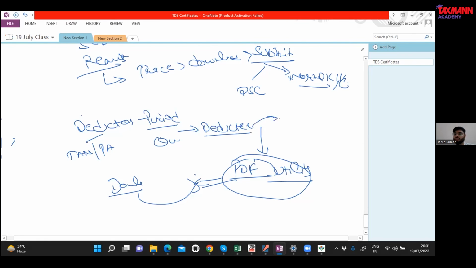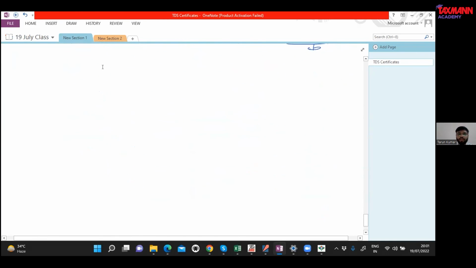What are the details of the deductee? His PAN number, what is the amount paid to him, who is the TDS deductor, under which section the TDS is deducted, by which challan number the TDS is deposited. So all these details are mentioned on the TDS certificate. Then what if someone makes a non-compliance? Then there is a penalty under Section 272A of 100 rupees per day.